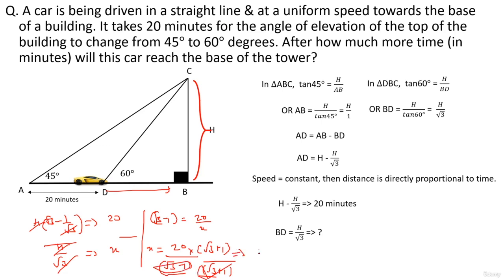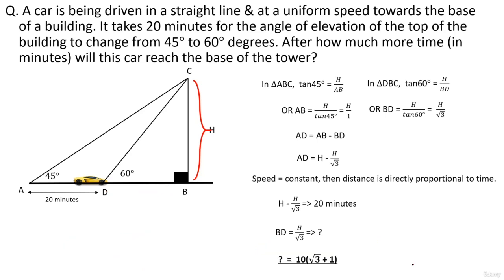The numerator will now consist of 20 into root 3 plus 1. The denominator is root 3 plus 1, root 3 minus 1, root 3 square minus 1 square. Root 3 square is 3, minus 1 square is 1, which is 2. Cancelling out, you get the value 10 into root 3 plus 1. So the answer finally is 10 into root 3 plus 1. This was CAT 2003. We have it right now with us, right? So I hope you understood this part, guys.